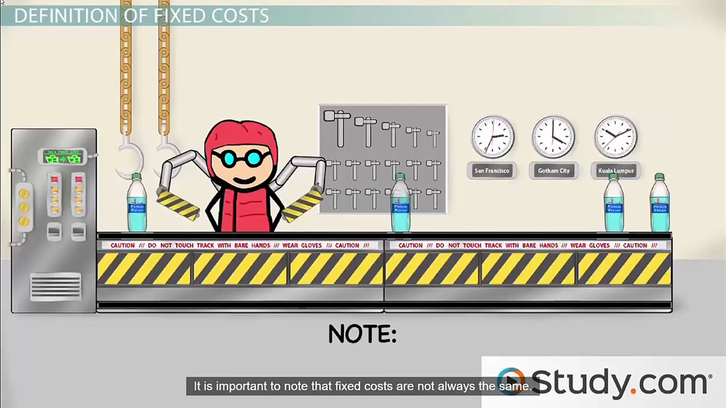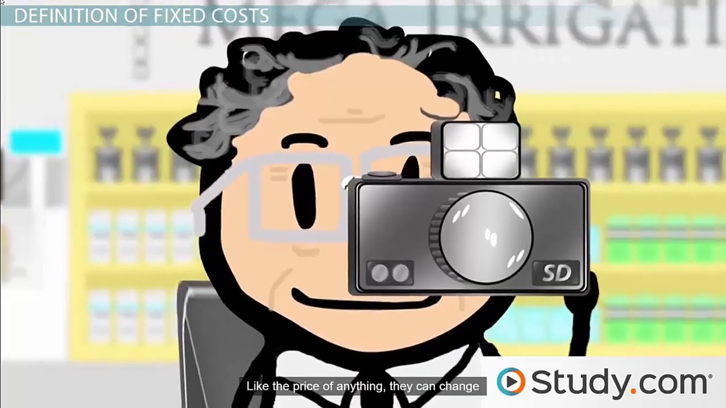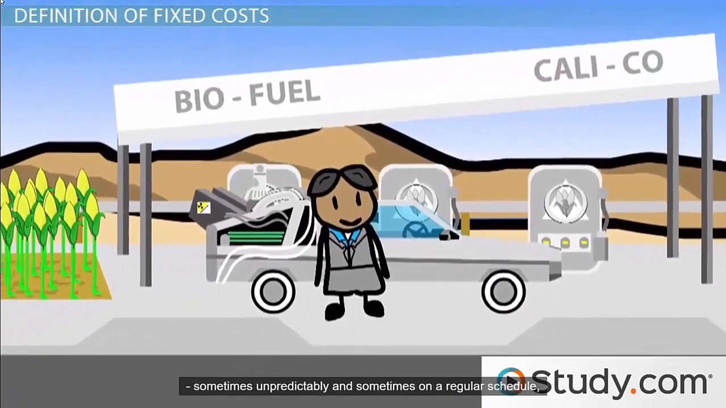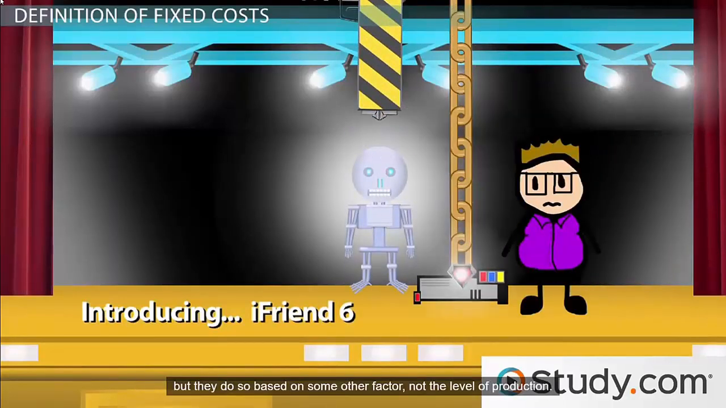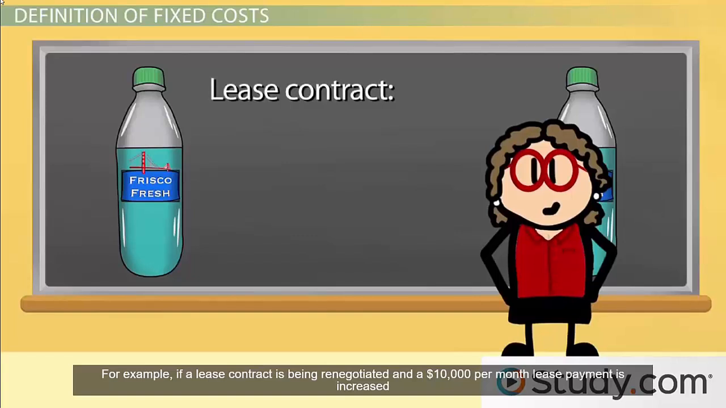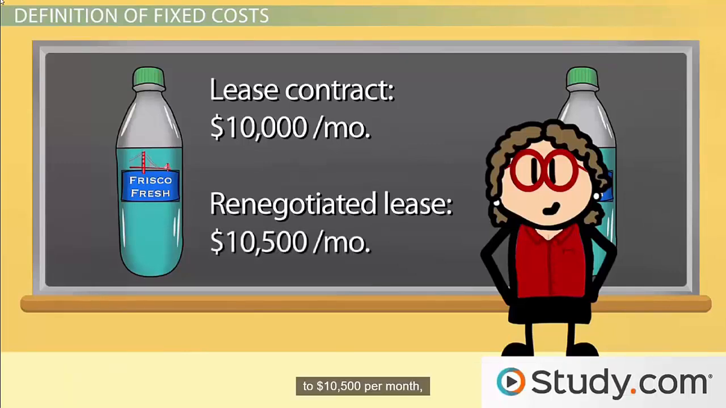It is important to note that fixed costs are not always the same. Like the price of anything, they can change. Sometimes unpredictably, and sometimes on a regular schedule. But they do so based on some other factor, not the level of production. For example, if a lease contract is being renegotiated and a $10,000 per month lease payment is increased to $10,500 per month, fixed costs have risen, but not because of production levels.